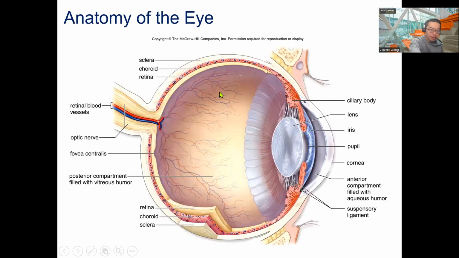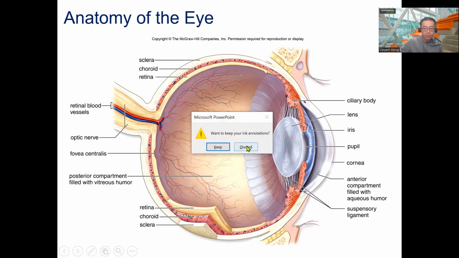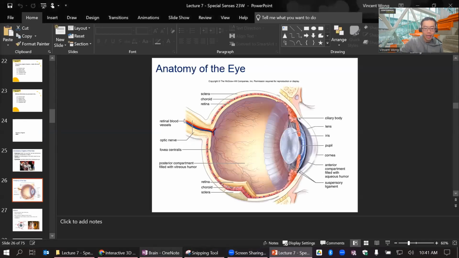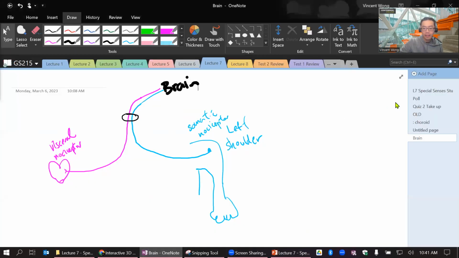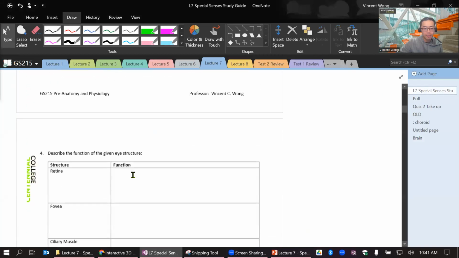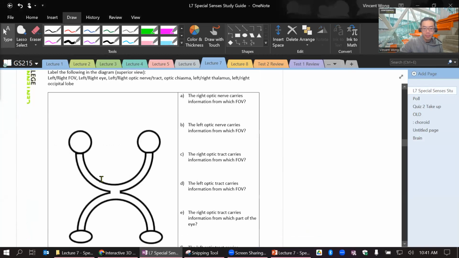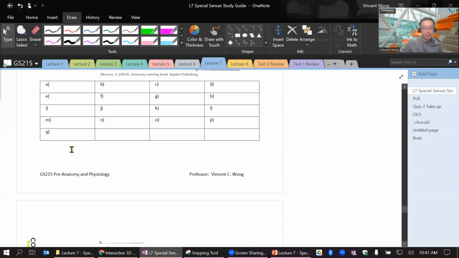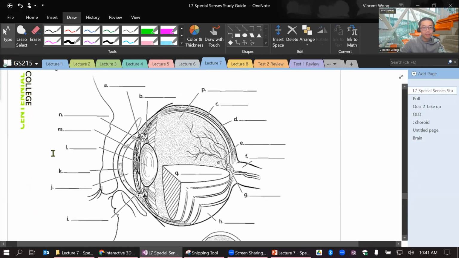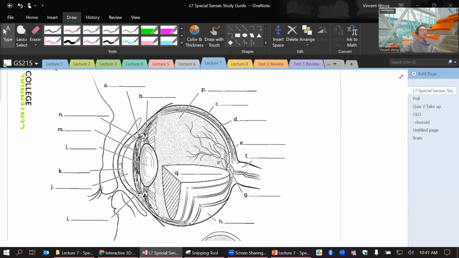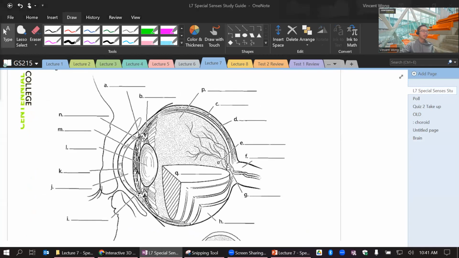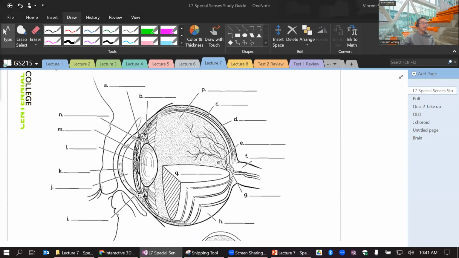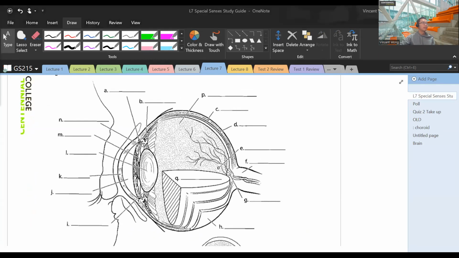Okay, we are going to label the eyeball right now, and then I think that's going to be the last thing we do for today. I don't know, it has been a long lesson. So let's go find the eyeball, which is right here. I'll give you a moment to find the eyeball, and we will label it.